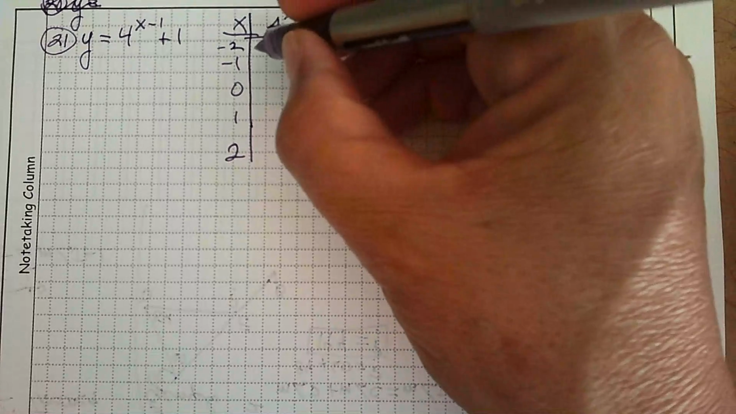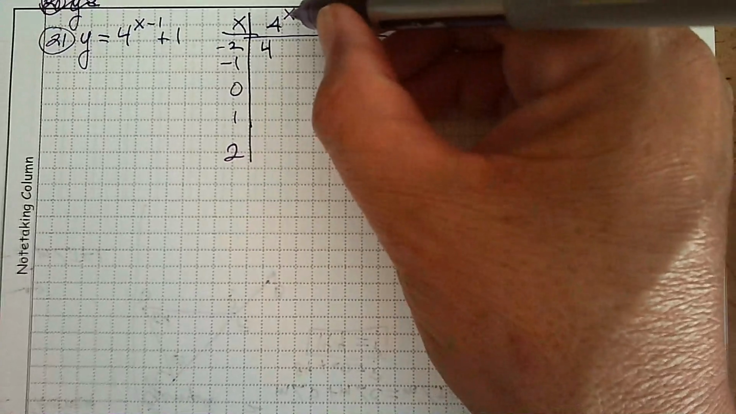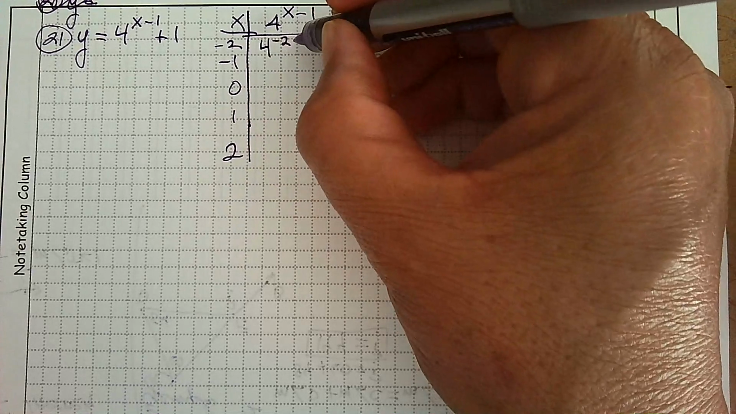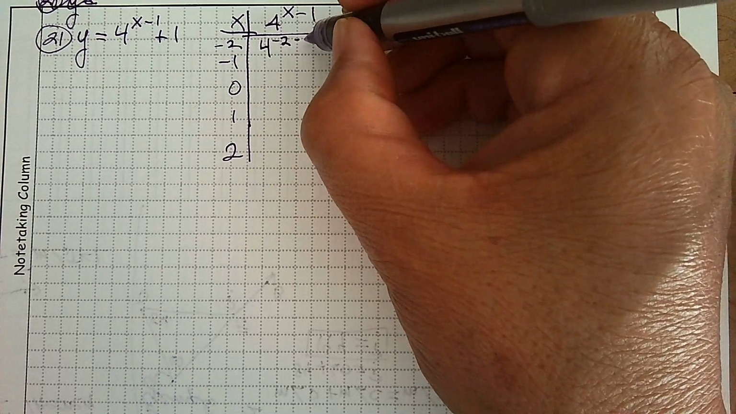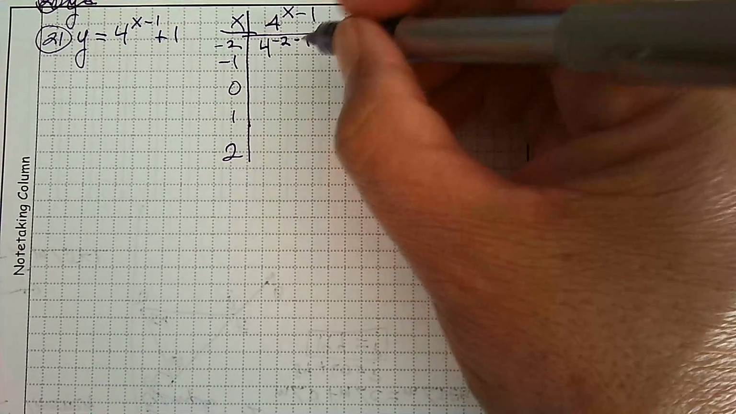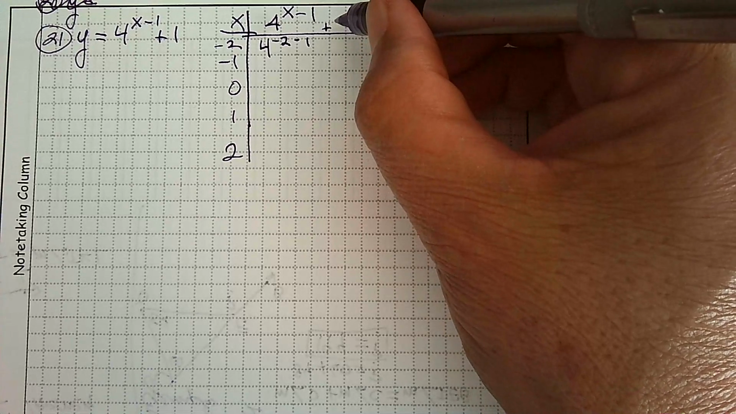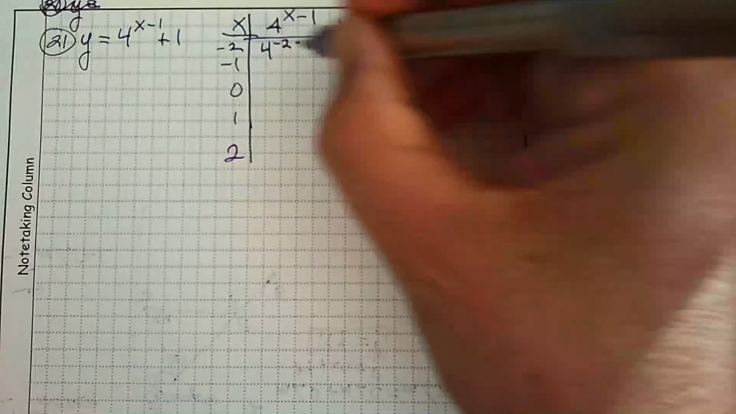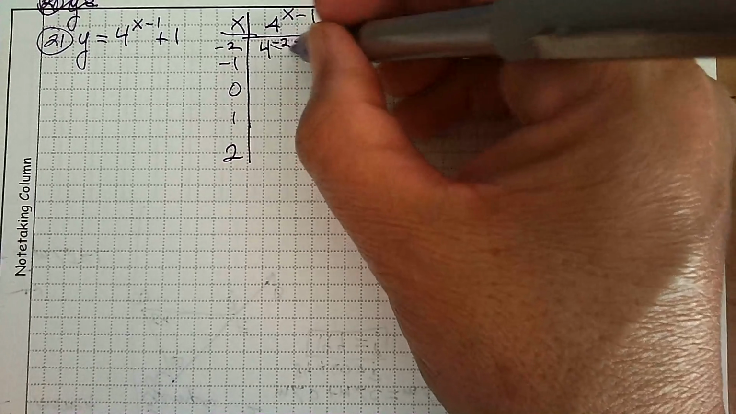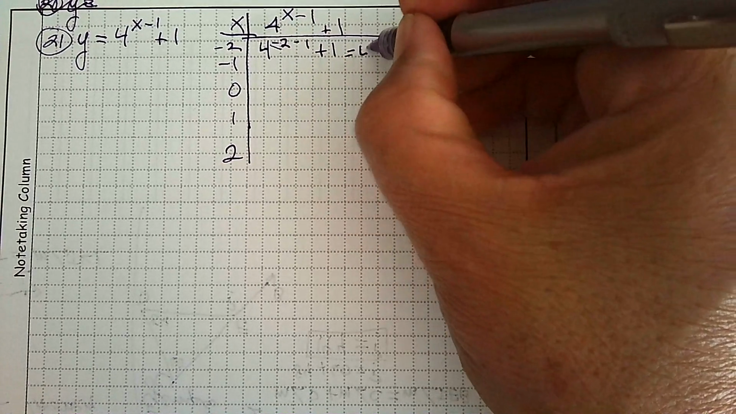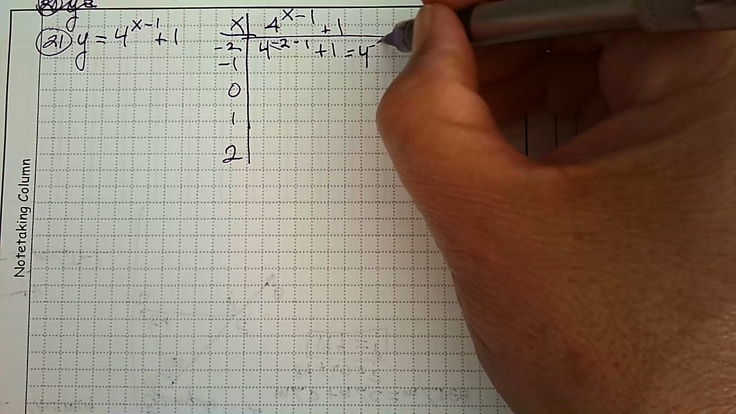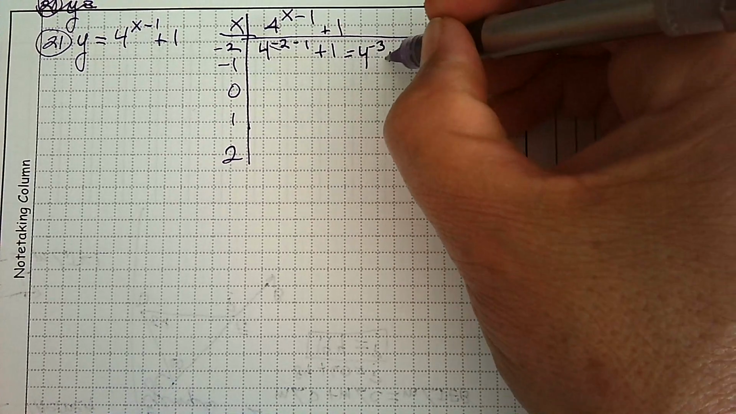So you have 4 to the x. Instead of x, I'm going to put in -2, so 4 to the -2 minus 1, plus 1. Okay, so now combine this. You're going to have 4 to the -3 plus 1.